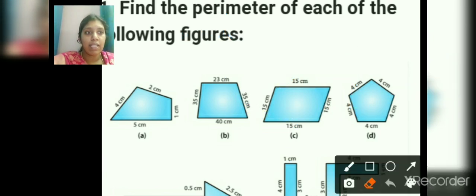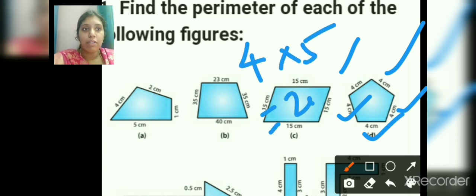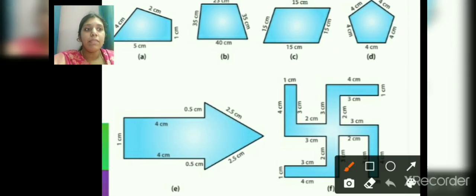Now the next one. All the sides are 4 centimeters. So 4 plus 4 is 8, 8 plus 4 is 12, 12 plus 4 is 16, and 16 plus 4 is 20 centimeters. Like this you can find it, or, since all sides are equal, how many sides are there in total? There are 5 sides. So 4 into 5 is also equal to 20 centimeters. Clear, children?